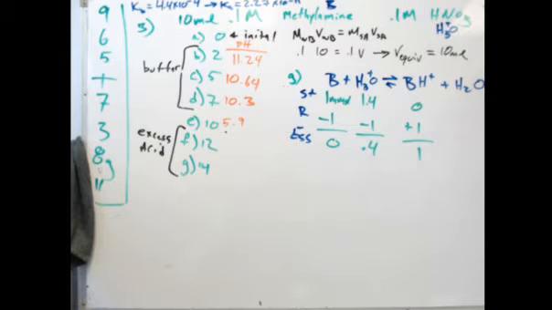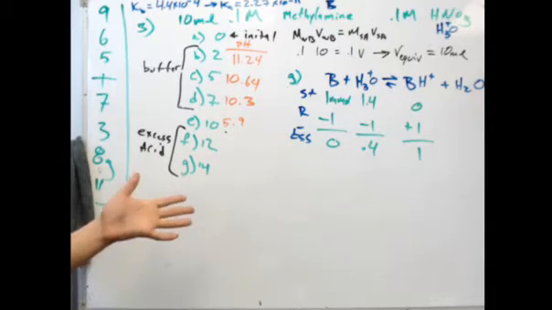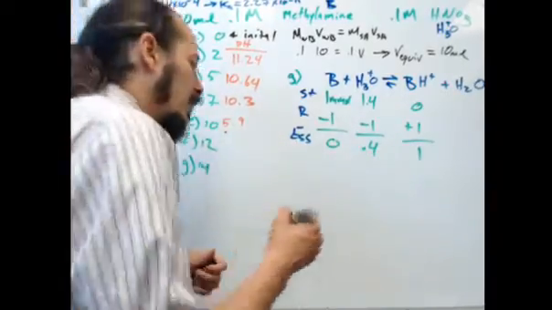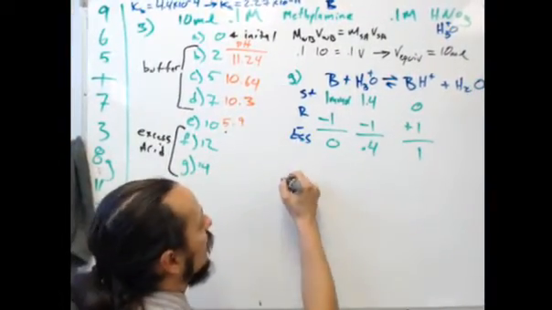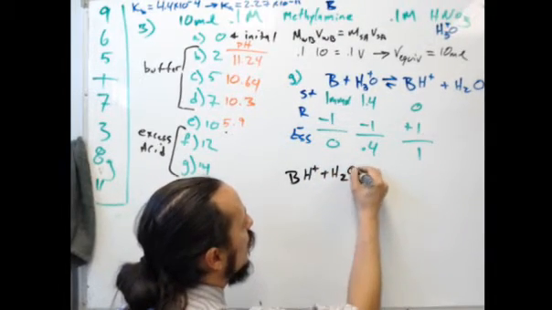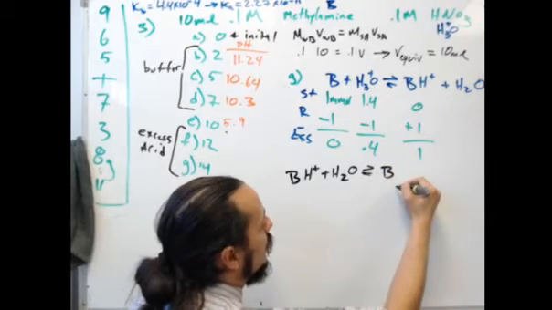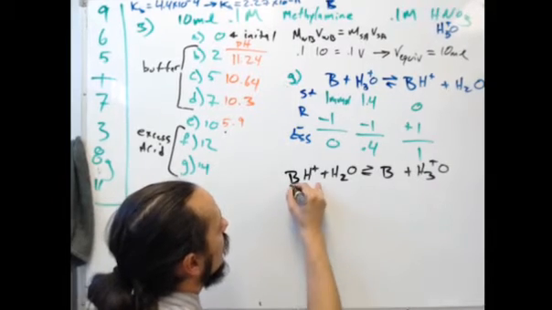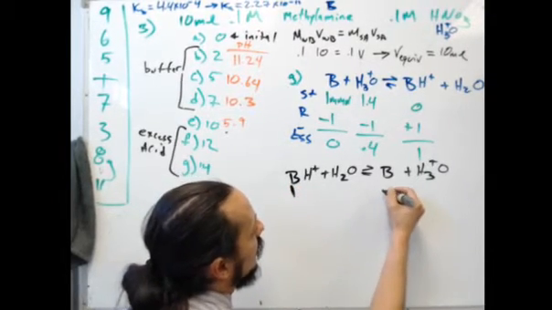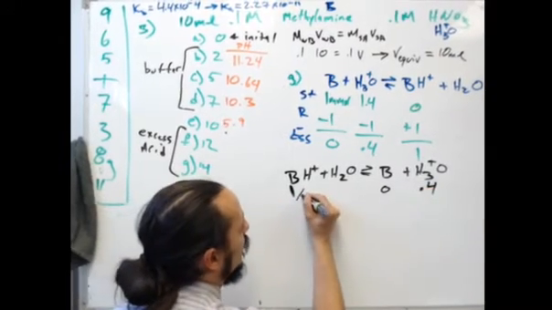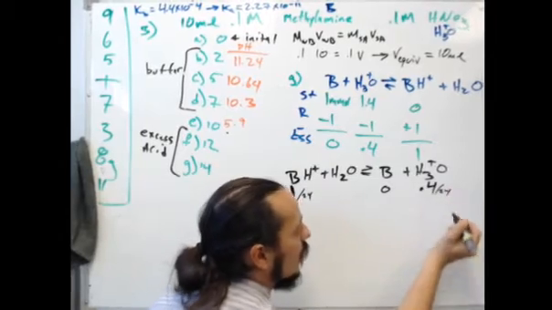Do we need to do an ice table? Not actually, but let's set one up to see why not. Notice I've only got BH plus and H3O plus, so I'm going to set this up as BH plus plus H2O goes to B plus H3O plus. This is 1. This is 0. This is 0.4. That starting amount there, and we can also do divided by 24, that total volume.